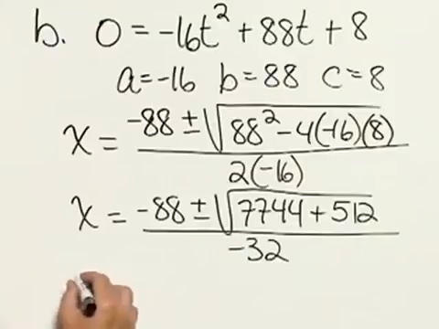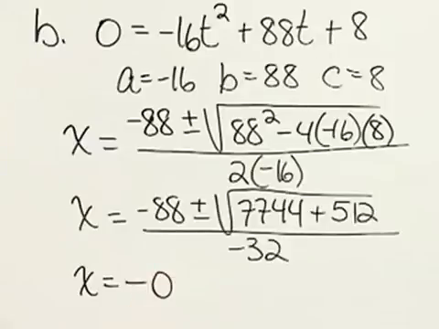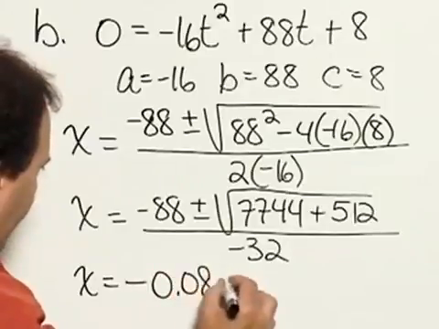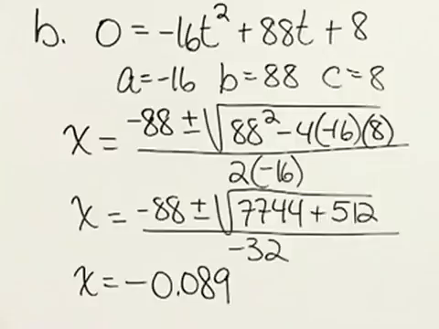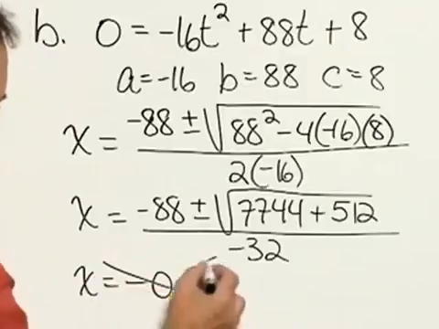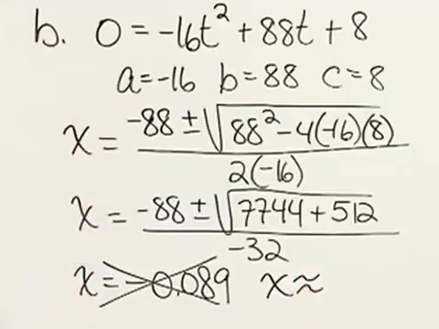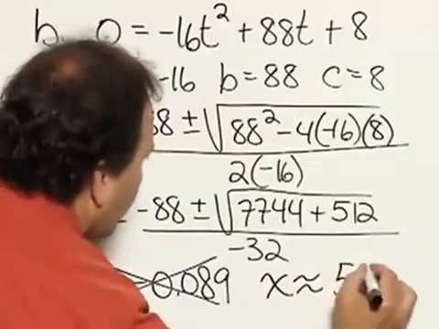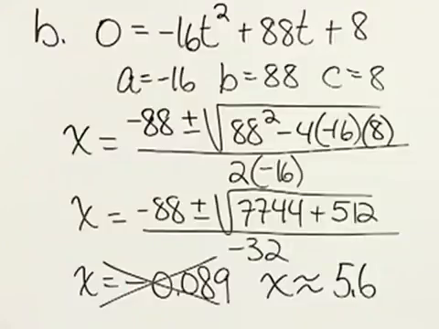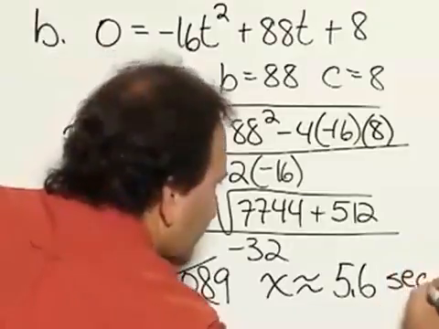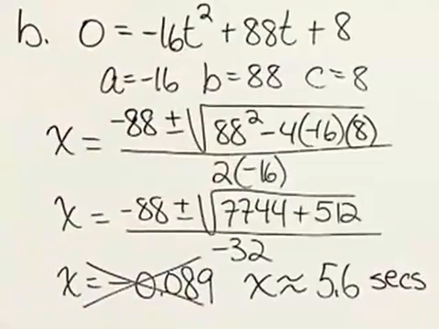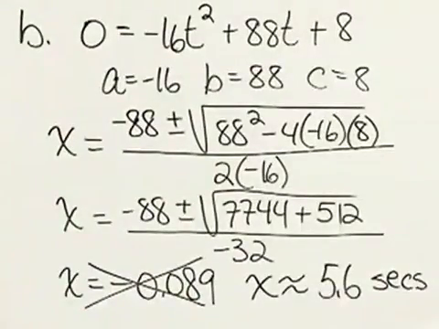The two results we get are x equals negative 0.089. Let's examine that. When we're solving for x, that refers to a time, and so a time that's negative does not make sense. The other value of x that we get, x is approximately equal to 5.6. And what that means is after 5.6 seconds, this stone would hit the ground.